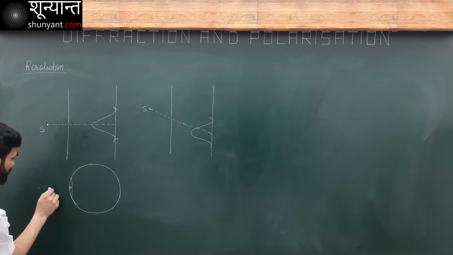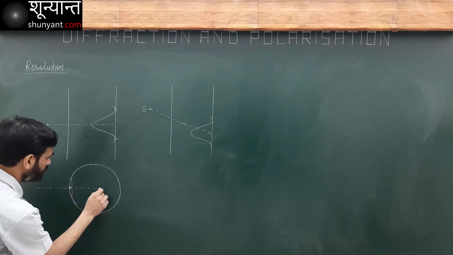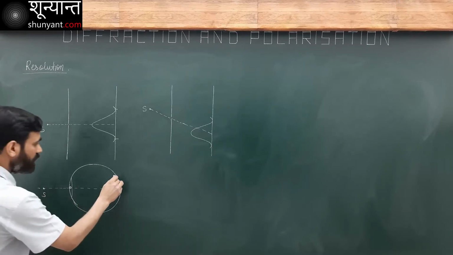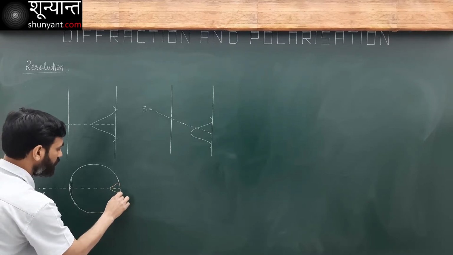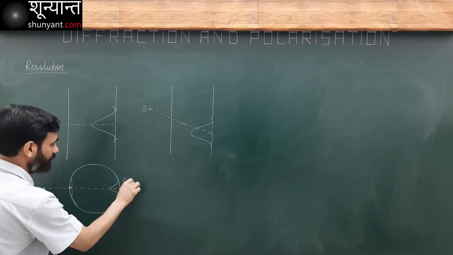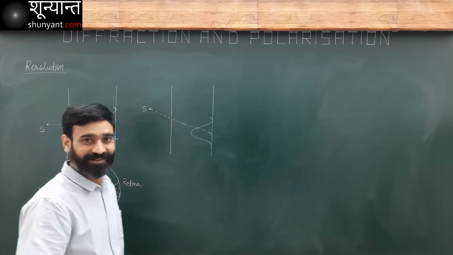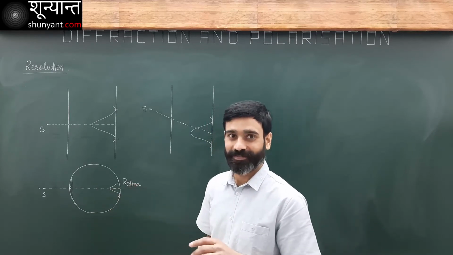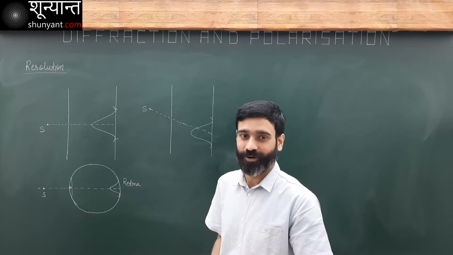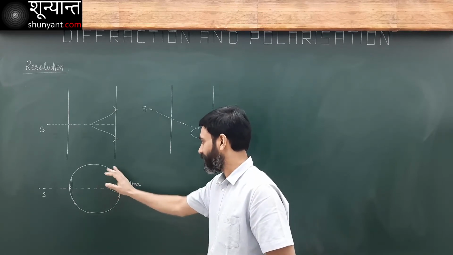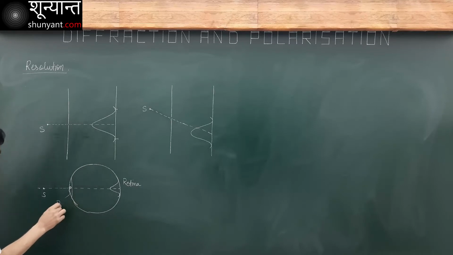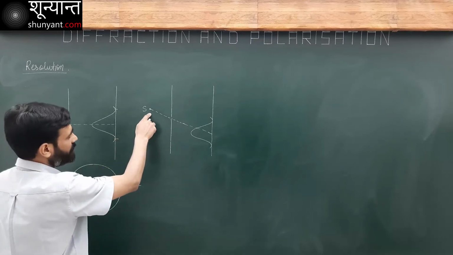If my object is here, I'm seeing this object. Corresponding to this object, what I see on the retina is actually a diffraction pattern. This is my retina. Have you ever thought of this? Did you ever think that the image forms like this? It's actually a diffraction pattern that forms behind here on this screen, which is our retina. This is our pupil. And if there is any other source, it will be like this.